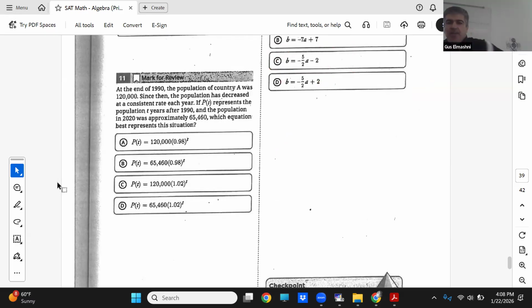At the end of 1990, the population of country A was 120,000 people. Since then, the population has decreased at a constant rate each year. If P of T represents the population T years after 1990 and the population in 2020 was approximately that many people, which equation best represents the situation?